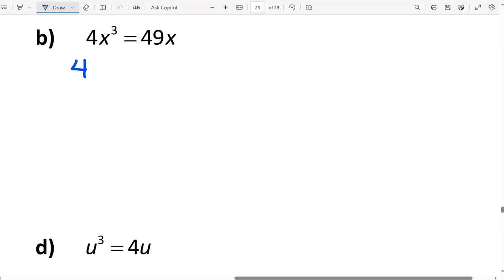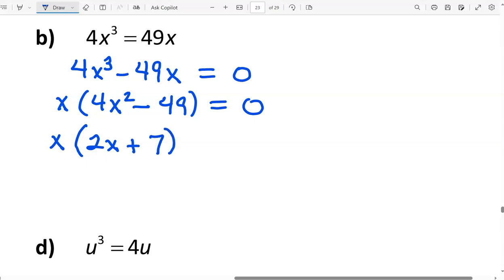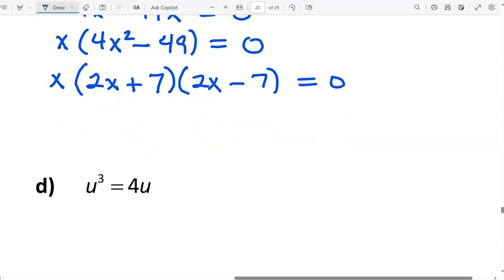So instead of dividing, I'm just simply going to bring all of my terms to one side so that we have a 0 on the other, and then factor the greatest common factor. And now factor the difference of squares. 4x squared is the square of 2x, and 49 is the square of 7. So the two factors of 4x squared minus 49 are 2x plus 7 times 2x minus 7. Now we have a product of three factors equal to 0.